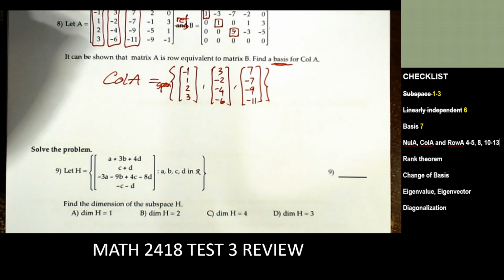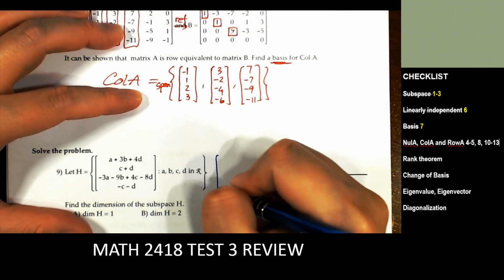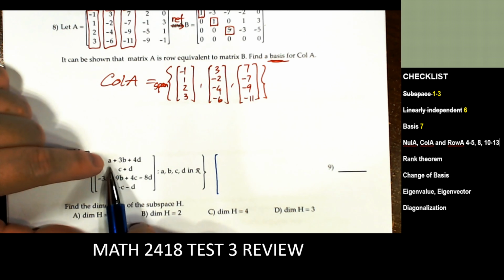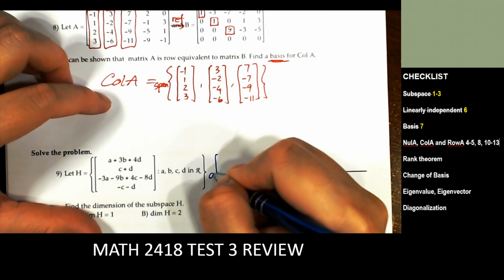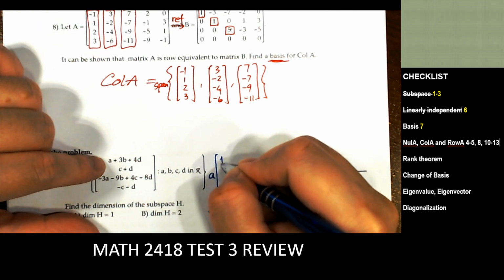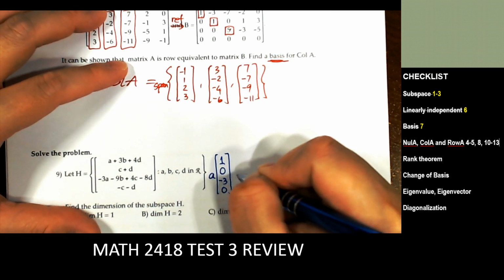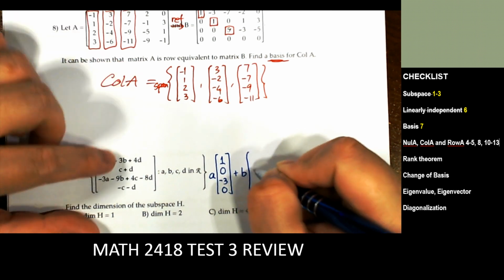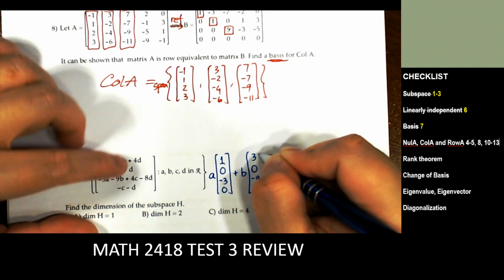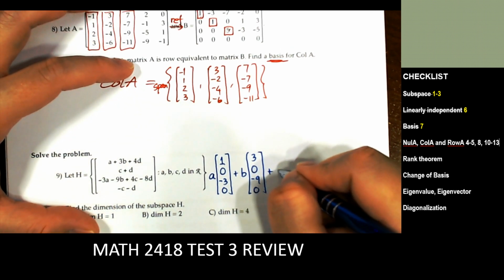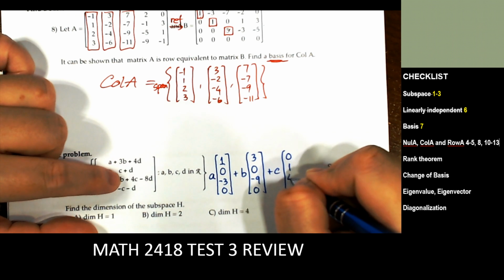This dimension of the subspace kind of stands out from nowhere, but if we rewrite this, we will have A times this: the first vector is 1, 0, -3 and 0. The second vector will have B: 3, 0, -9 and 0. And then C: 0, 1, 4, -1.